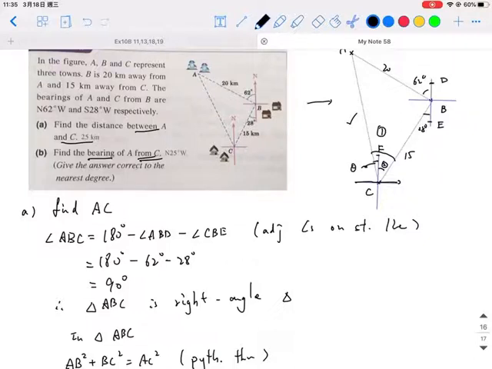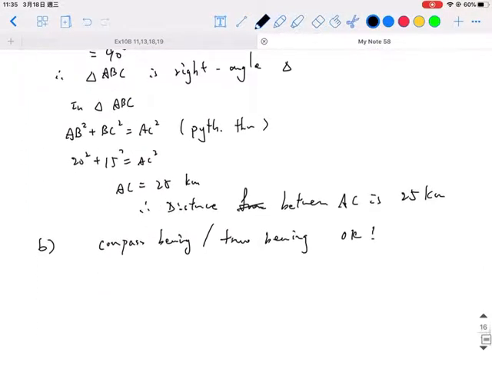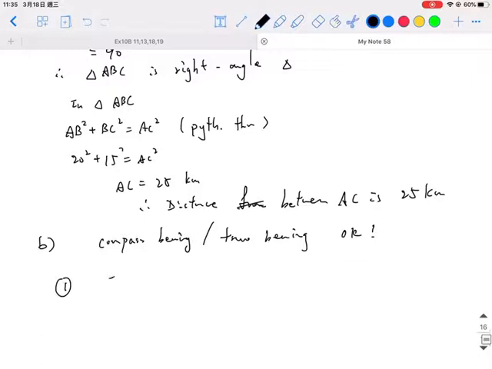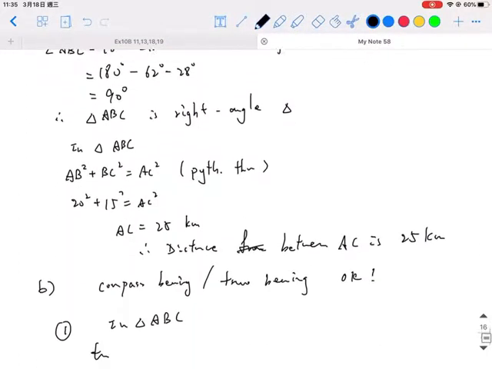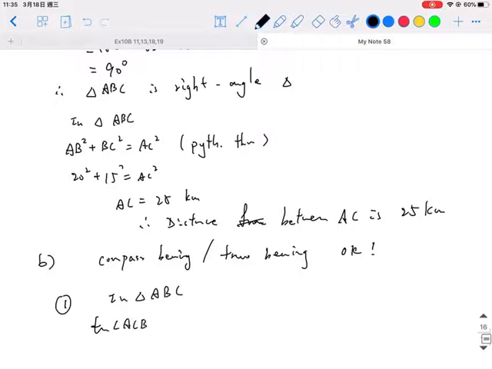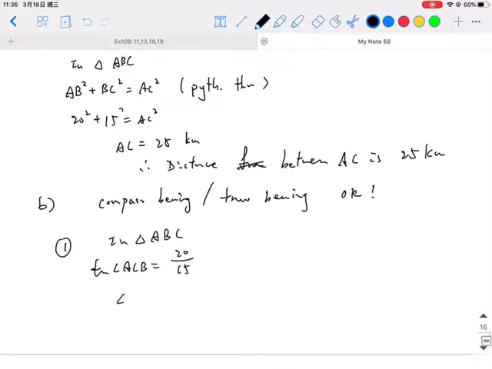Okay, so for the first part, in triangle ABC, I will use tangent, because the opposite side is 20 and the adjacent side is 15. So tangent ACB is equal to 20 over 15. And you will get angle ACB is equal to 53.13 degrees.